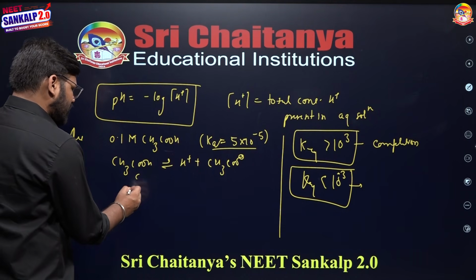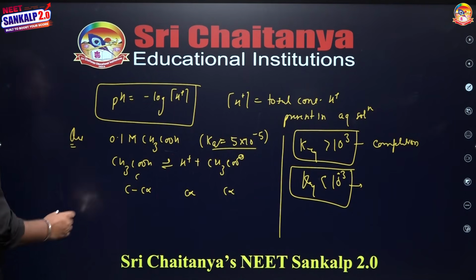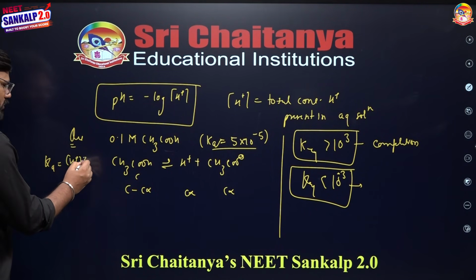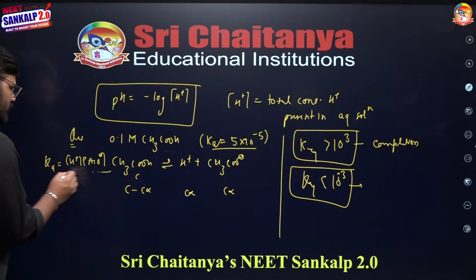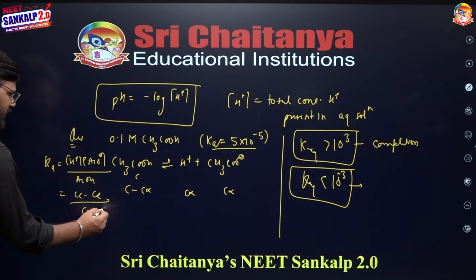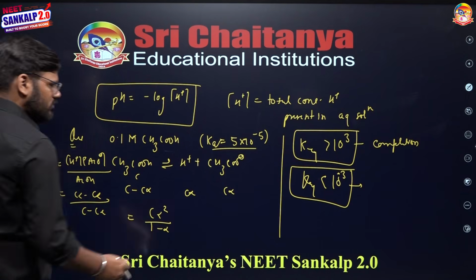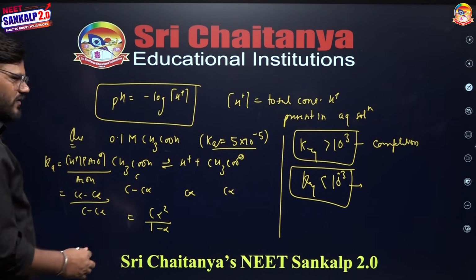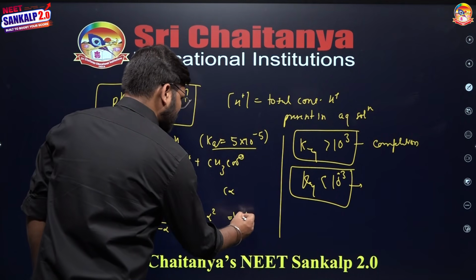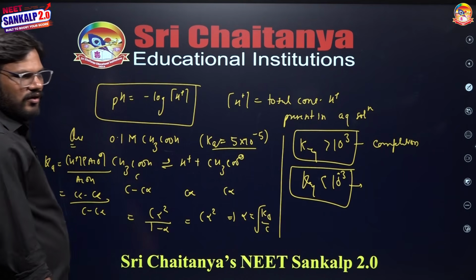So if its concentration is C, we can write C minus C alpha, and products C alpha, C alpha. So Ka can be defined as H plus into acetate ion by acid, so that is C alpha into C alpha by C minus C alpha. So it will come as C alpha square by 1 minus alpha. As the value is very small, we can say 1 minus alpha is 1. So we can define Ka as C alpha square. So again for a weak acid we can say alpha is root Ka by C. So from here we can calculate alpha.